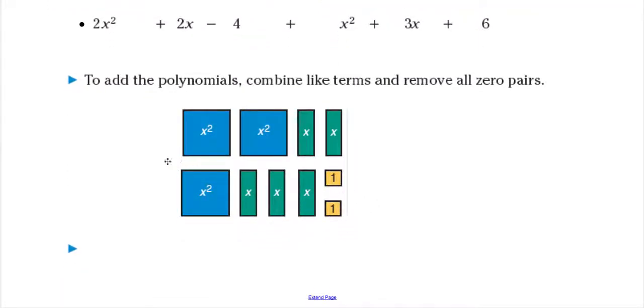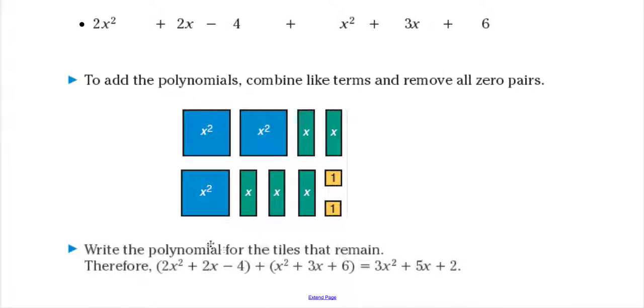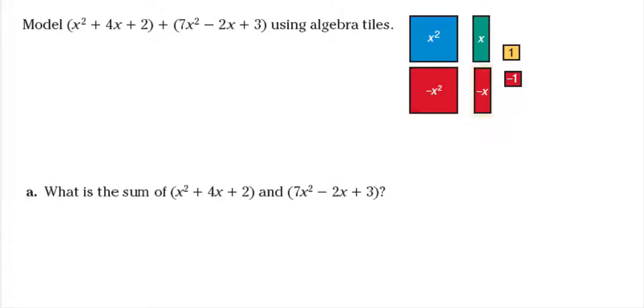And if we count the number of x squared tiles and we add them up, we have 3x squared and we have 5x tiles, and what remains is 2 unit tiles. So 2x squared plus 2x minus 4 plus x squared plus 3x plus 6 is equal to 3x squared plus 5x plus 2. And that's how you use algebra tiles to be able to add those two polynomials.